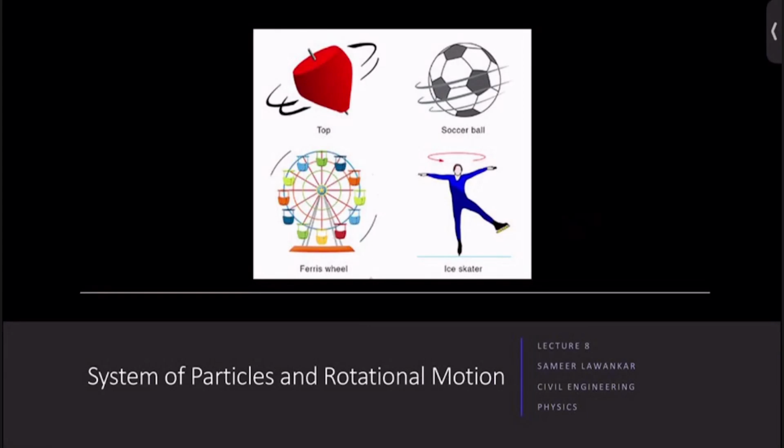Hello everyone again. This is lecture number 8 from the chapter System of Particles and Rotational Motion. In the previous lecture, we started with the most important discussion, that of moment of inertia. So we understood what is the analogue of mass in rotational motion, which is your moment of inertia, called I. Let's look at the forward discussions regarding this topic and then move forward.